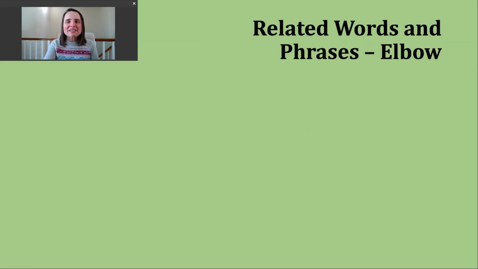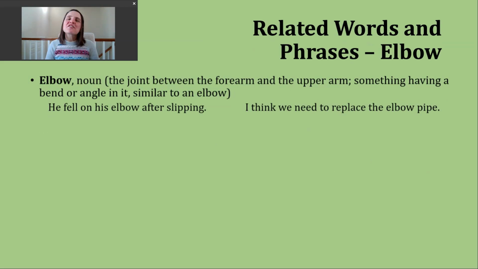Now, let's spend a moment to look at some words and phrases related to elbow. The first word we're going to talk about is the noun form. Okay, so same spelling, same pronunciation. You probably hear elbow used as a noun more frequently than you do as a verb, and we're just talking about this joint between our forearm and our upper arm. So, an example of this, he fell on his elbow after slipping.